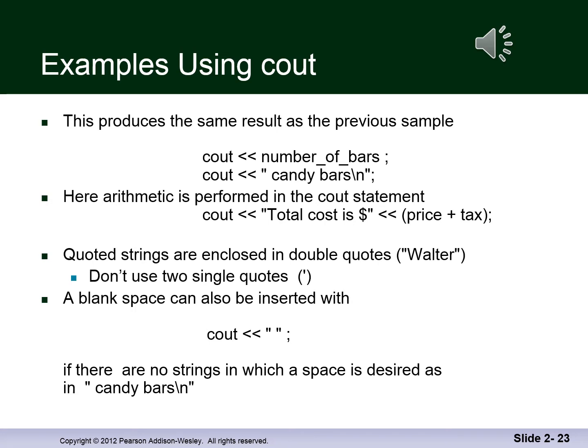Here's arithmetic performed in the cout statement. Cout, insertion operator, quote, total cost is $. Notice no space. Then insertion operator, the variable price plus tax. So let's say price is $10 and tax is 7 cents, that will come out to 10.07, and this will output total cost is space, $, no space, 10.07.